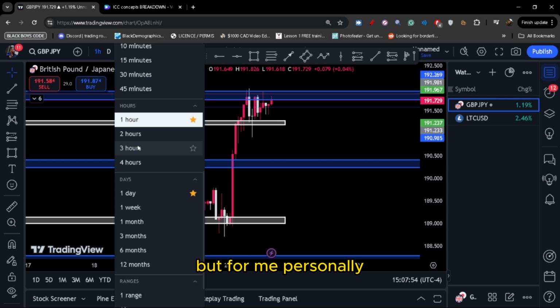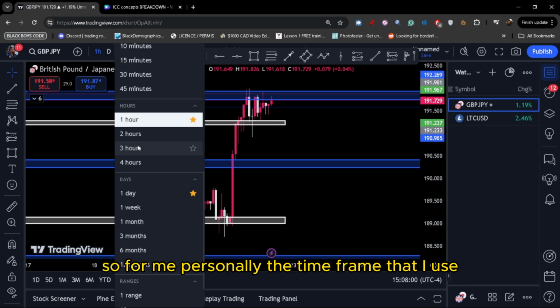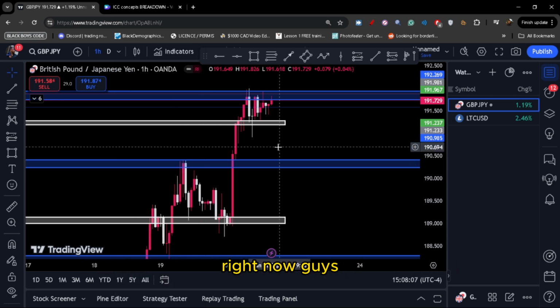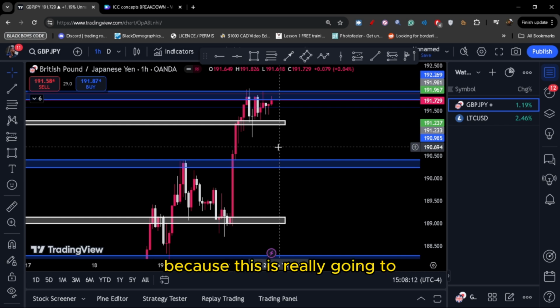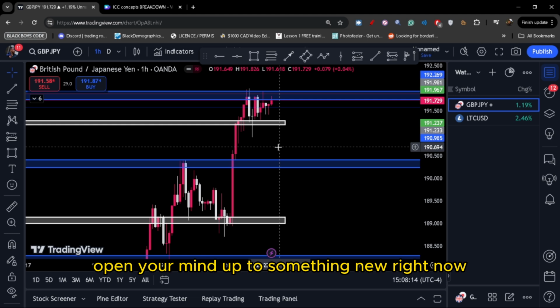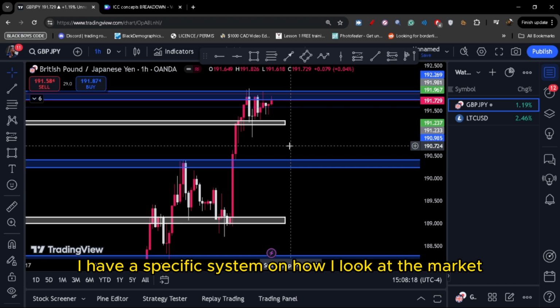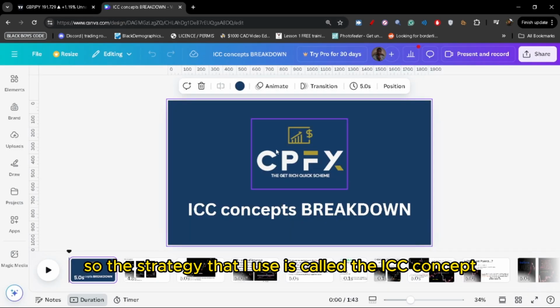But for me personally, I'm more of a day trader slash swing trader, right? So the time frames that I use are literally only two time frames, guys. Only the 1 hour time frame and the daily time frame. Let me explain exactly why I only use two time frames, because this is really going to open your mind up to something new. The reason I do this is because I have a specific system on how I look at the market. The strategy that I use is called the ICC concept.